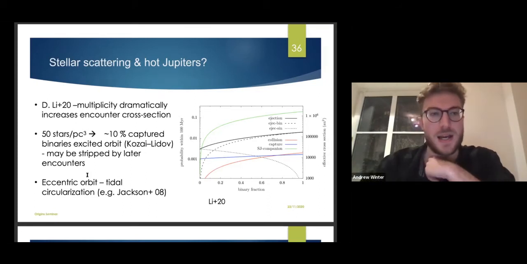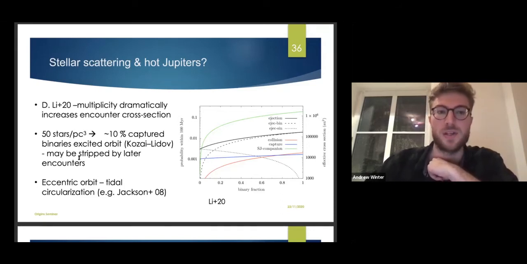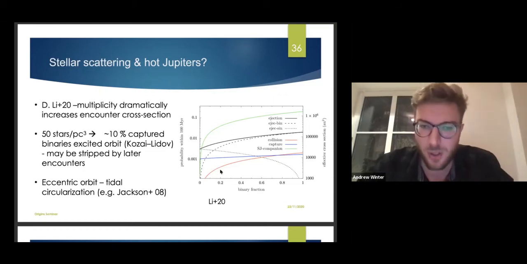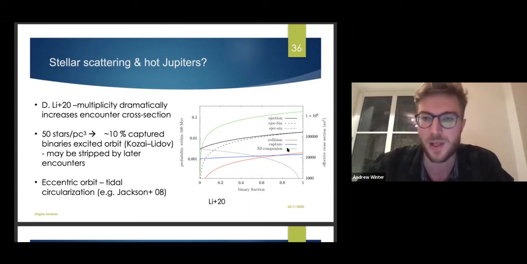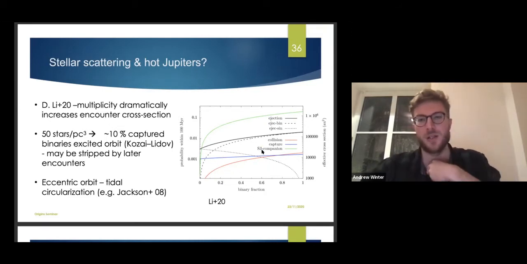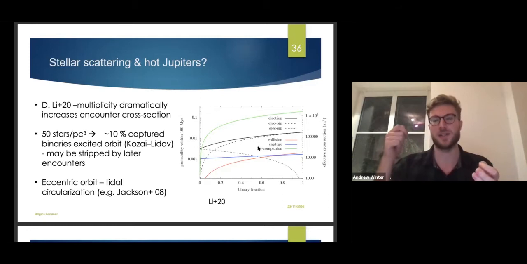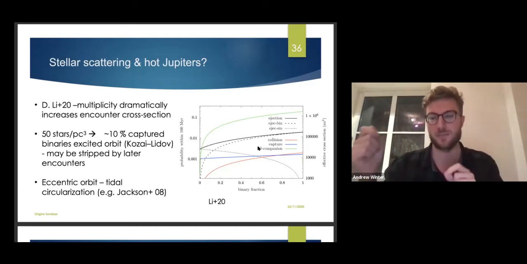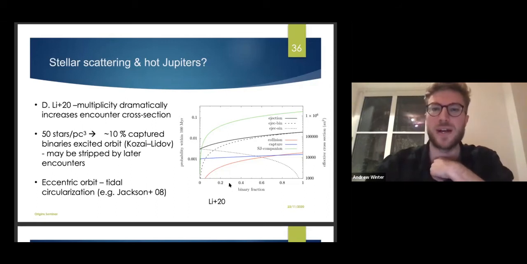These can then excite the orbits of your Jupiters, and the binary companion may later be stripped by subsequent encounters. In this figure, you can follow this green line, which is the probability of the binding of a tertiary star to a hot Jupiter star pair, depending on the binary fraction that you start with, within 100 million years and for a density of 50 stars per cubic parsec. And you can see this is approximately 10% for fairly moderate binary fractions even.